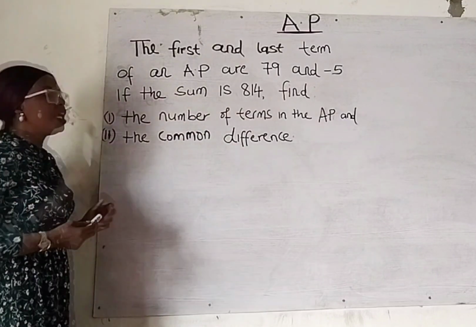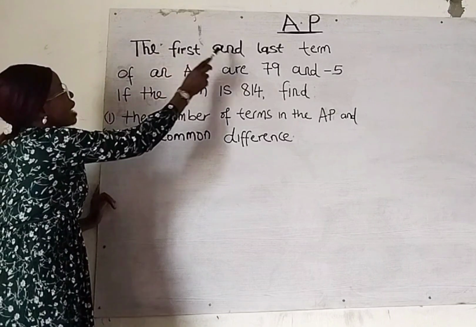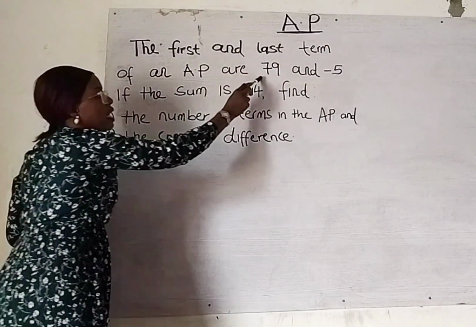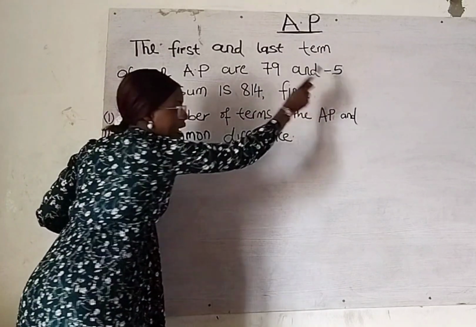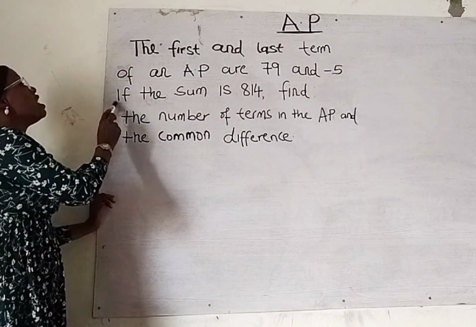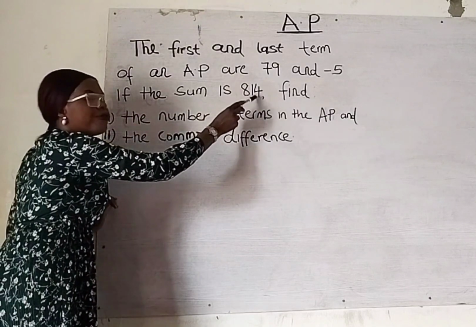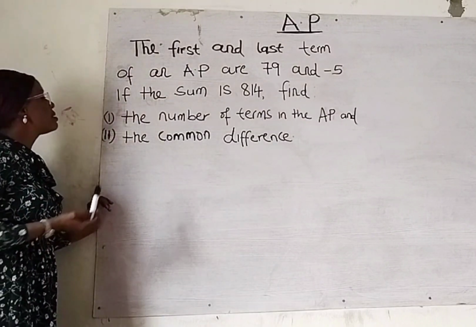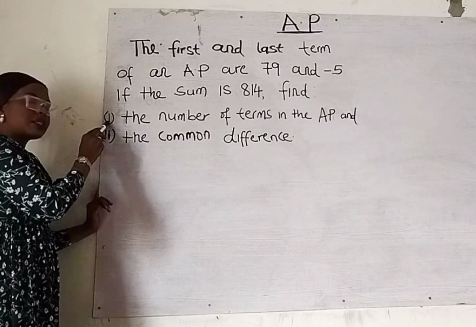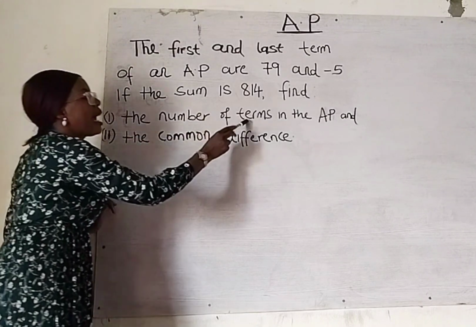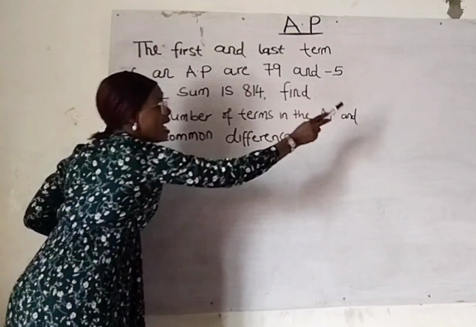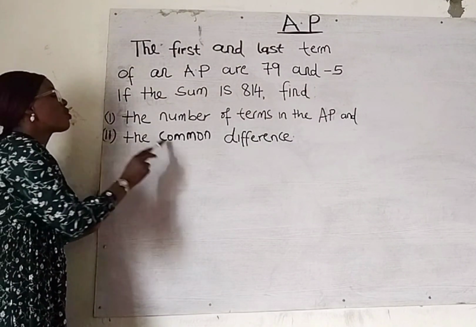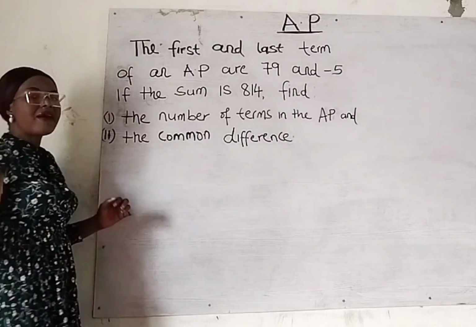I want to take it again. The first and the last term of an AP are 79 and minus 5. If the sum is 814, find, the first question, the number of terms in the AP, and second question, the common difference. Write my solution.